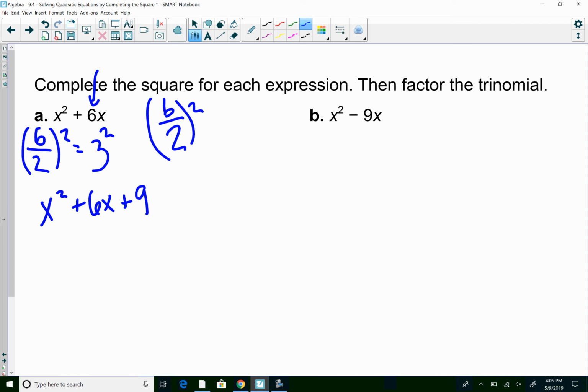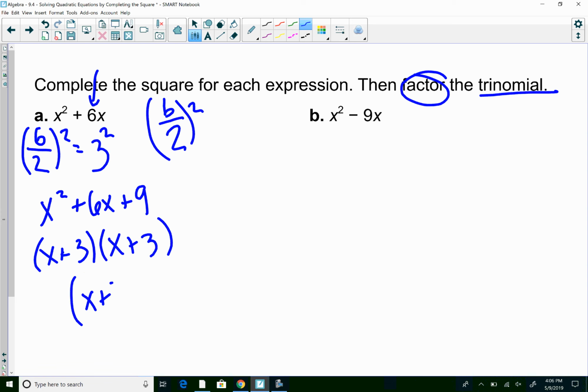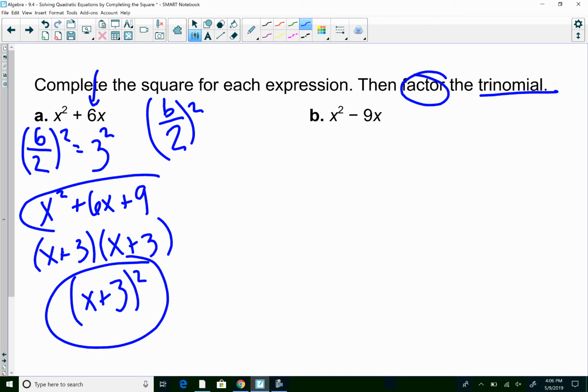That is the trinomial. Okay, trinomial, 3 terms. What they want you to do now is factor it so that you get it into that binomial squared. If you need to show this extra step here and just say, okay, I know the x's go there, and I know that 3 and 3 are how I multiply to get 9 and add to get 6, but really all I need to see is this part right here. So I want to see this, and I want to see this.